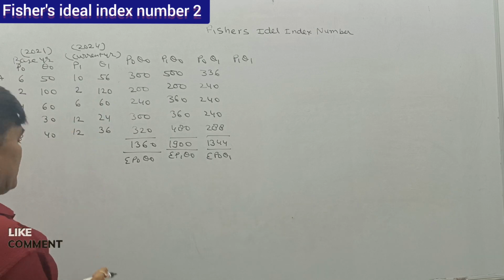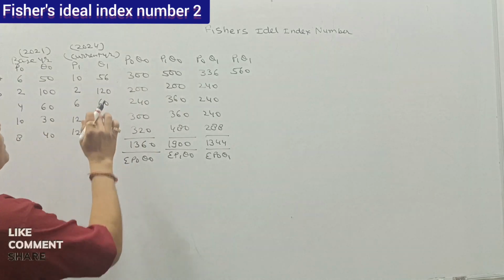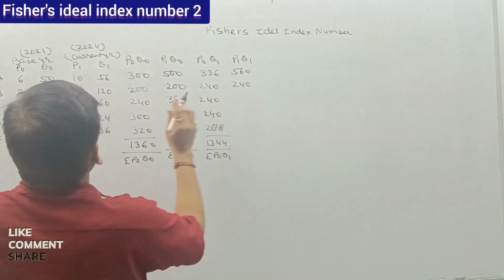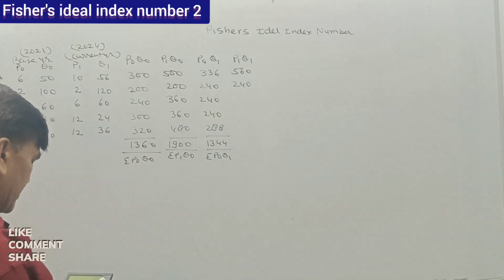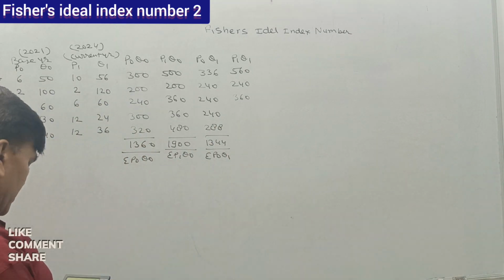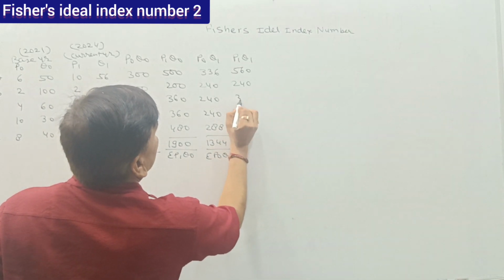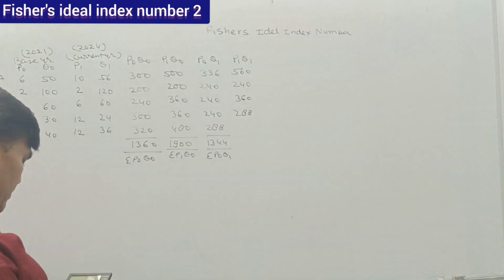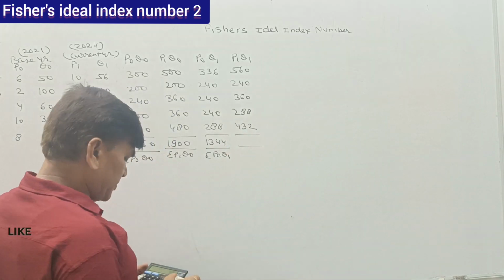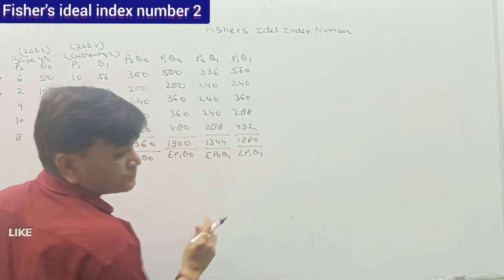Last one, P1 Q1. First one is 560. 2 times 120, that is 240. 6 times 36 is 360. 6 times 60. 12 times 24, that is 288. And last one, 12 multiplied by 36, that is 432. So the addition of this is 1880, that is sigma P1 Q1.